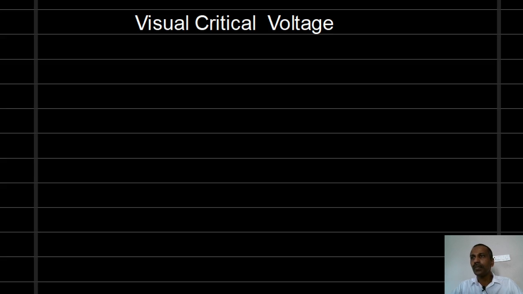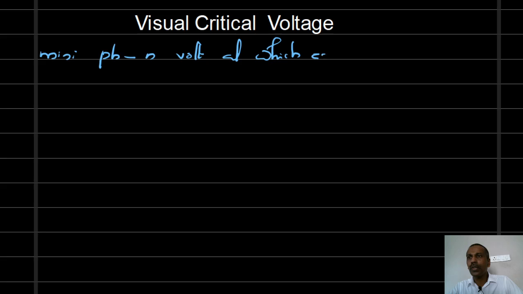There is another term, visual critical voltage. This is the minimum phase to neutral voltage at which the corona glow appears all along the line. That's why we call it visual critical voltage.